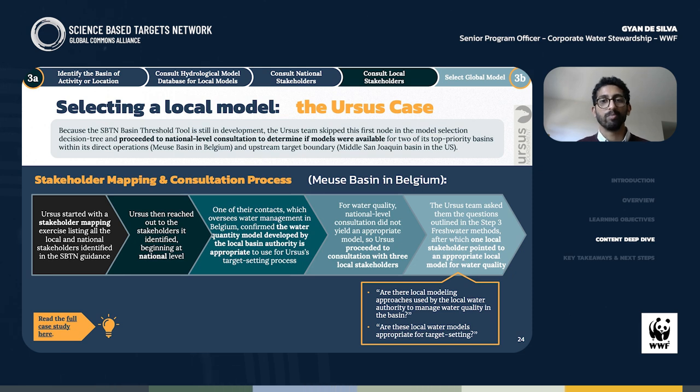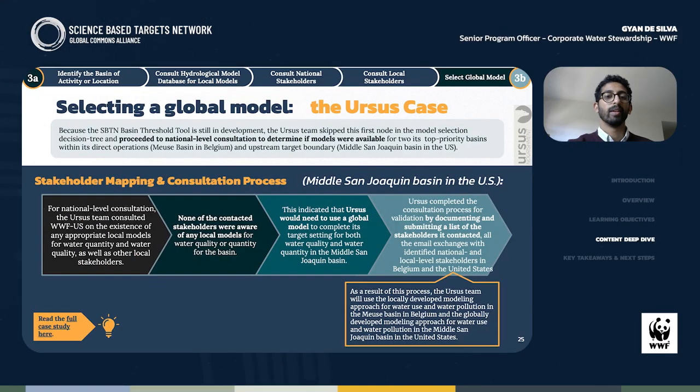Ursus was then able to meet with the university researcher who confirmed that the water quality model is appropriate for target setting. So that means that Ursus was able to select a local model appropriate for use for water quality. We saw how Ursus went about identifying and finding local models appropriate to use for water quality and quantity for its Belgian basin. However, for its Middle San Joaquin Basin in the US, finding a local model was not as easy.